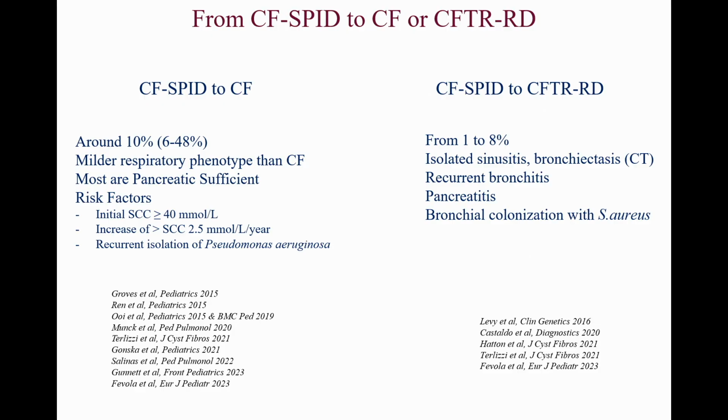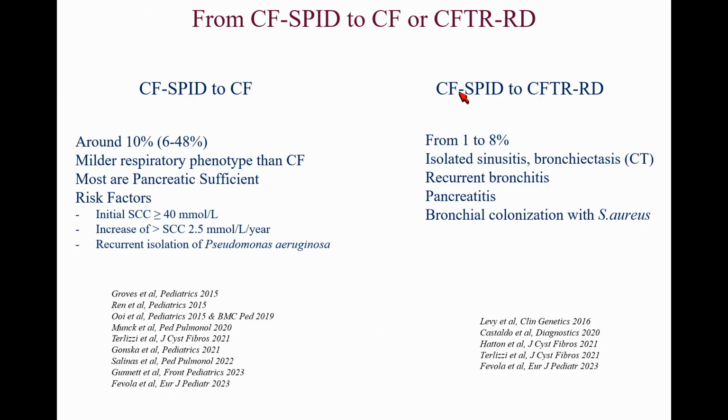So the ratio evolved from CF-SPID to CF or CFTRD has been explored in very, very few studies. It is estimated for CF around 10% according to the different studies. And in any case, these children who are going to develop CF are going to develop a milder respiratory phenotype than in conventional CF. Most are pancreatic sufficient. And sometimes, initial sweat chloride was above 40 with an increase of sweat chloride over the life and recurrent isolation of Pseudomonas aeruginosa.